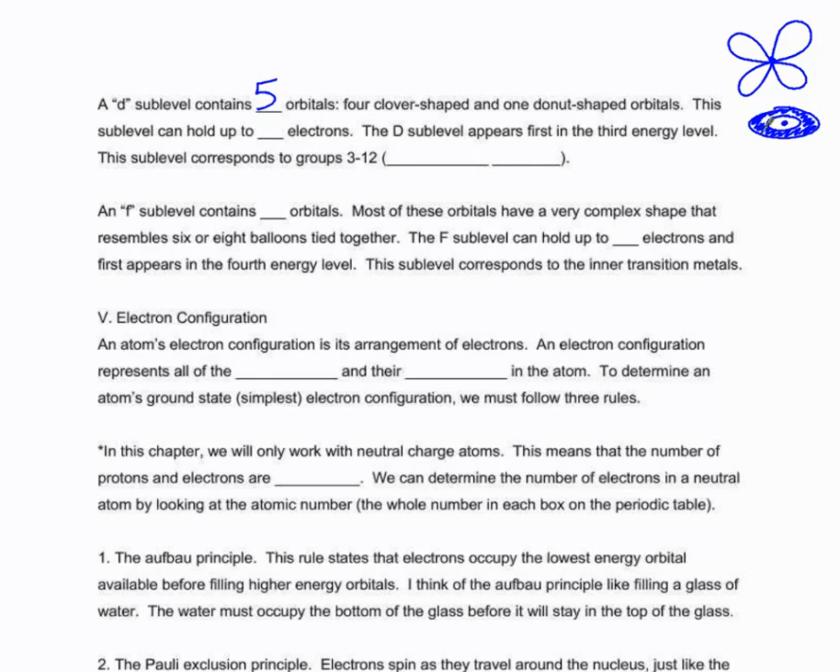Keep in mind that this is the theory. We've never actually seen what these orbitals look like, but we have a good idea based on some different observations. 4 clover shaped and 1 donut shaped. This sublevel can hold up to, remember, each orbital holds 2 electrons, meaning that the d can hold 10. The d sublevel first shows up in the 3rd energy level, and it corresponds to groups 3 through 12 on the periodic table. These are the transition metals.